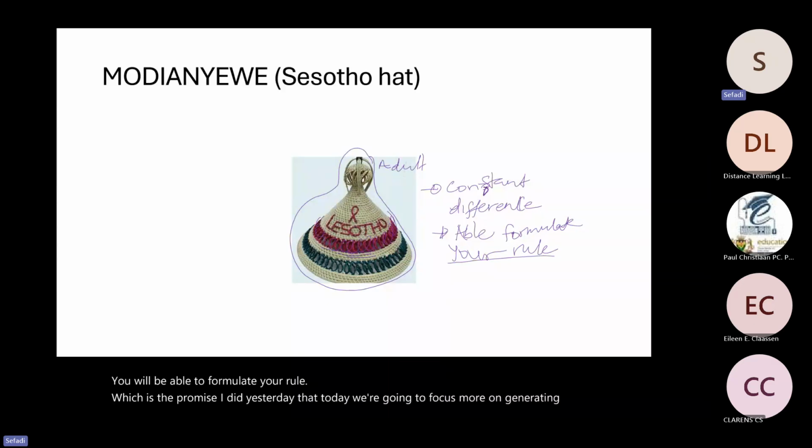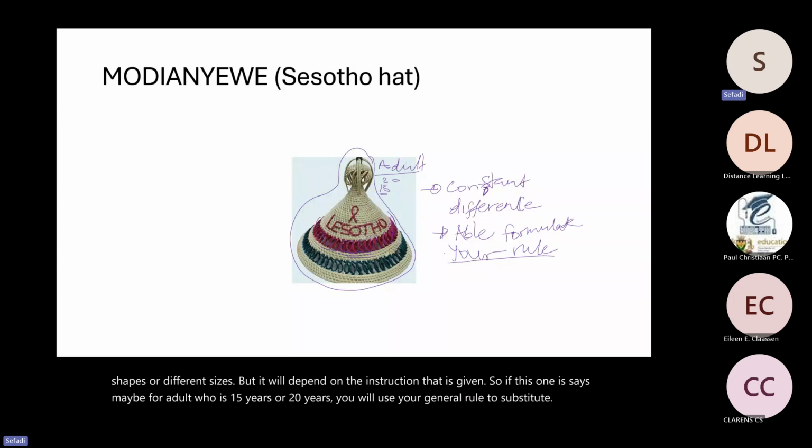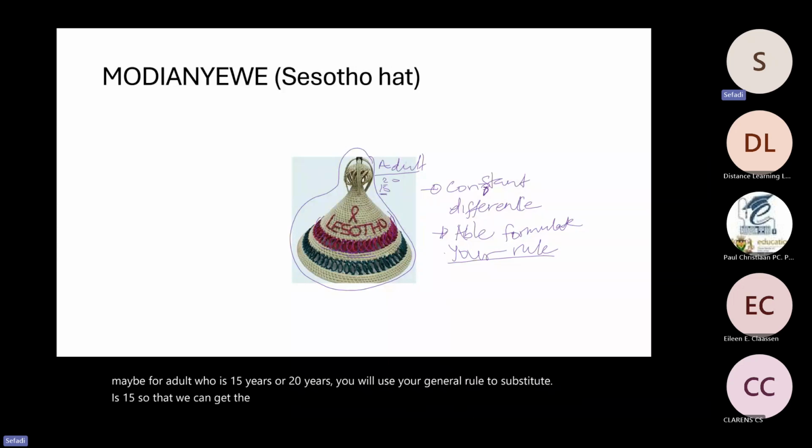So this rule will help you to produce different types of heads with different shapes or different sizes, but it will depend on the instruction that is given. So if it says maybe it's for an adult who is 15 years or 20 years, you will use your general rule to substitute this 15 so that you can get the proper way of composing the head, if it is now no longer for an adult.